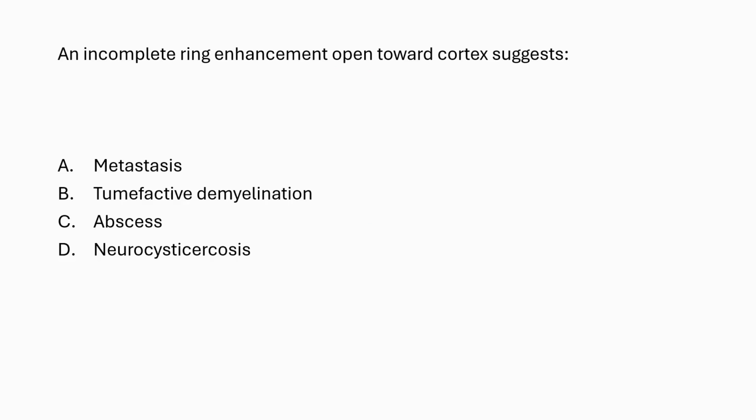An incomplete ring enhancement open towards the cortex suggests... So this question is asking that there is a lesion with incomplete ring enhancement. This is the incomplete ring enhancement, and another clue is open towards the cortex. So this is the clue for this question. Let's see the options: metastasis, tumefactive demyelination, abscess, neurocysticercosis.